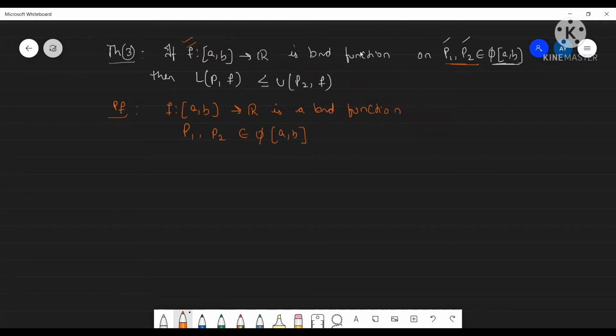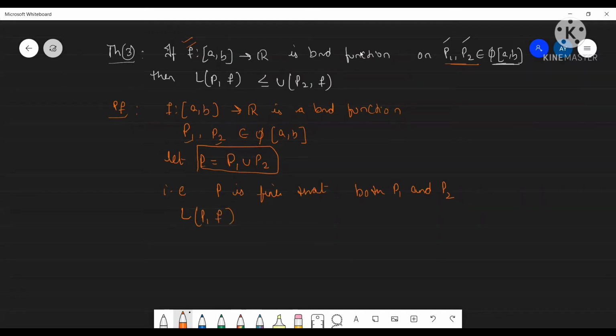Now I'm defining P. Let P equal the union of P1 and P2. I'm just defining P in such a way that P equals P1 union P2. What is P actually? P is finer than both P1 and P2. Now, L(P1, f) is less than or equal to L(P, f), and U(P2, f) is greater than or equal to U(P, f).